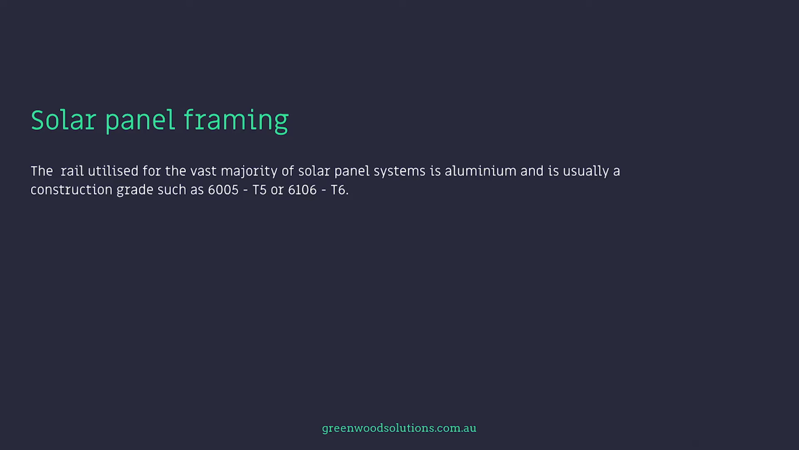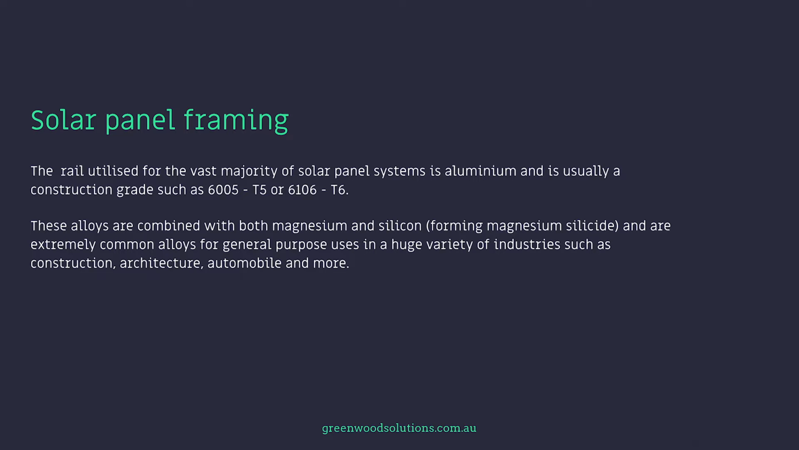Now, the rail used for the vast majority of solar panel systems is aluminium and is usually a construction grade such as 6005-T5 or 6106-T6. These alloys are combined with both magnesium and silicon, forming magnesium silicide, and are extremely common alloys for general purpose uses in a huge variety of industries such as, obviously construction, architecture, cars and more.